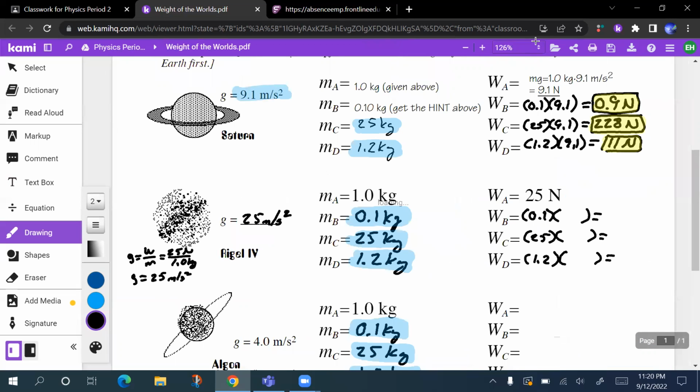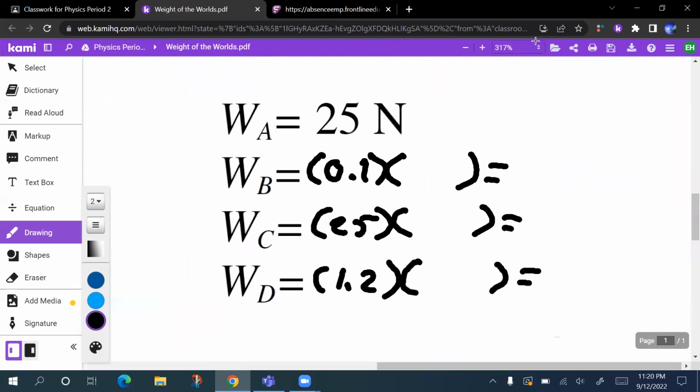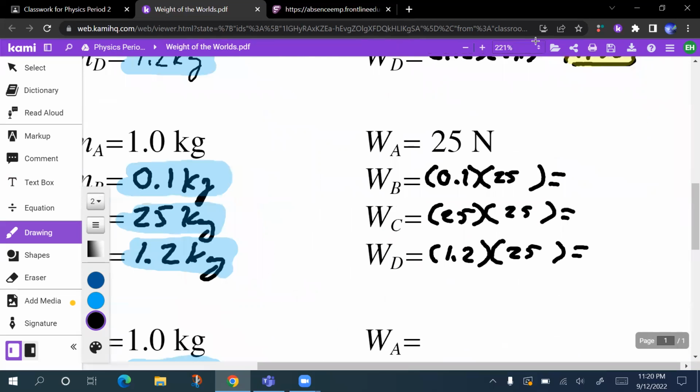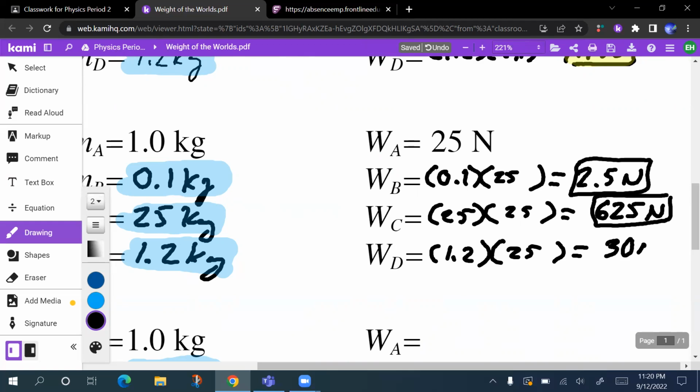Okay, and now I feel pretty good about being able to finish the rest of the calculations, because that's going to be times 25, times 25, and times 25. So 0.1 times 25 would be about 2.5 newtons. 25 times 25 is 625 newtons. And 1.2 times 25 would be 30 newtons.